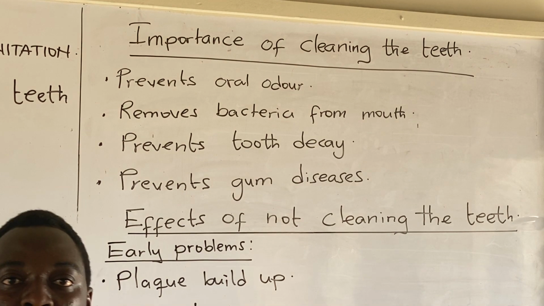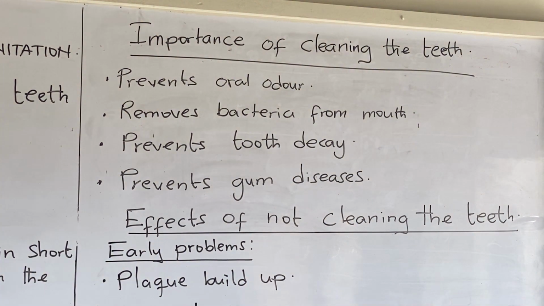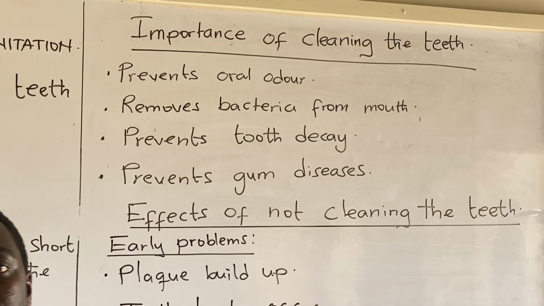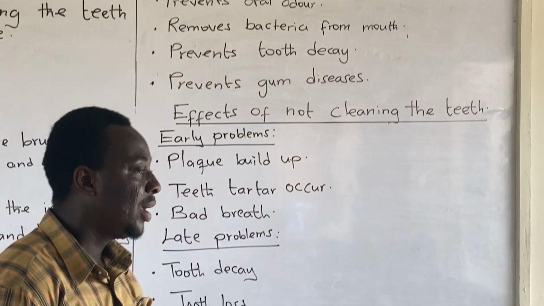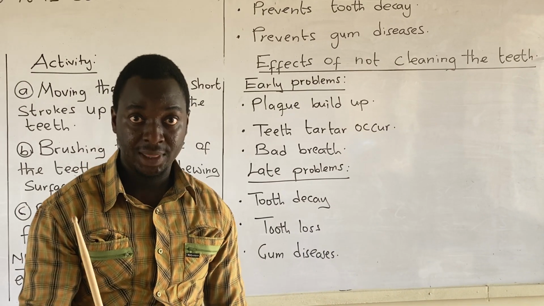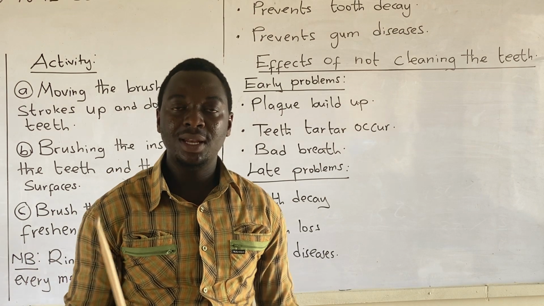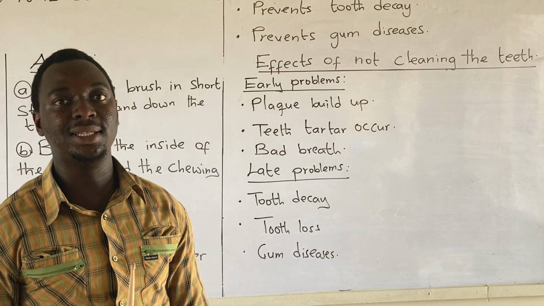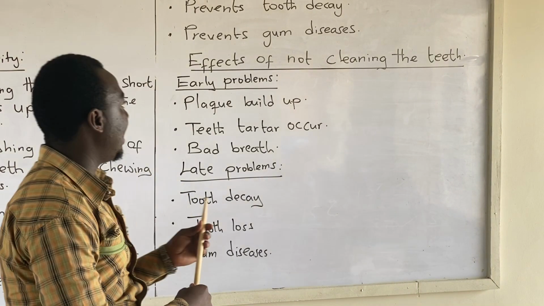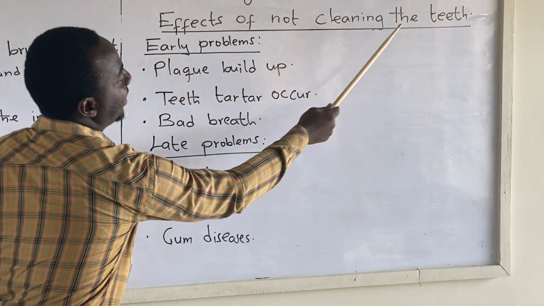If you don't brush your teeth well or every day, your gum will always be bleeding, and you get other forms of oral illness. Now, if you don't brush your teeth well or properly, there are some effects. Let's look at the effects of not cleaning the teeth.